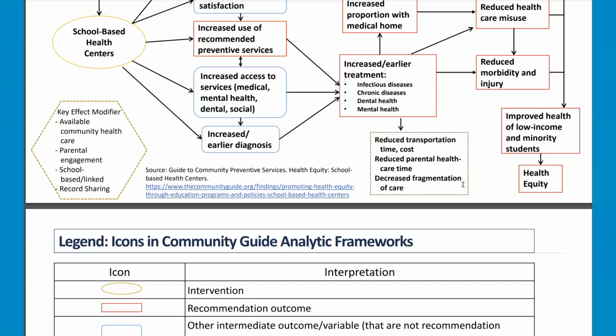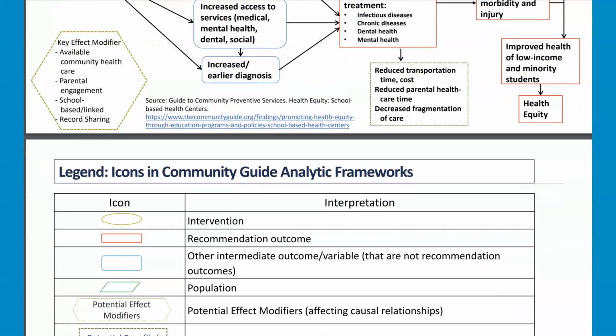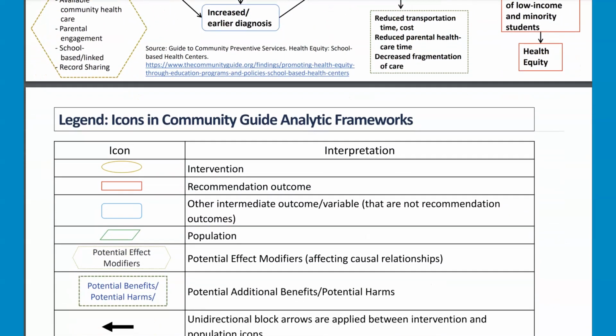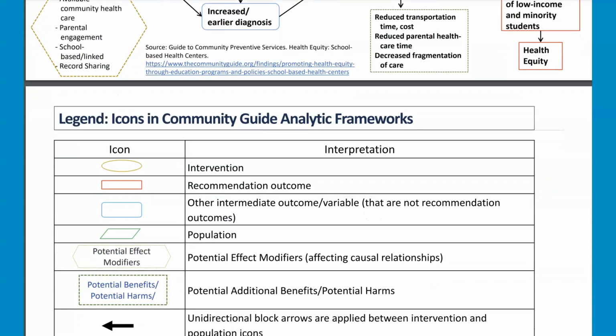The first thing, reduced transportation time. I think that's a potential benefit. Reduced cost, potential benefit. Reduced parental healthcare time, definitely a benefit. Decreased fragmentation of care. All things that we want. So definitely all potential benefits of recommendations that have come out of an intervention.